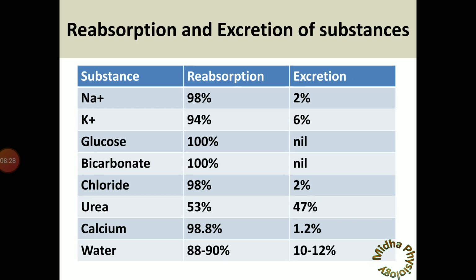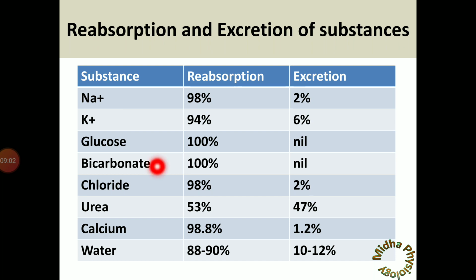Now let us see how much of the substances is being reabsorbed, what percentage of the substances is being reabsorbed from the ultrafiltrate. When you talk about sodium, normally 98% of the sodium present in the ultrafiltrate is reabsorbed. 94% of the potassium present in the ultrafiltrate is reabsorbed. And in the case of glucose and bicarbonate, normally 100%, all of them, are reabsorbed, due to which the amount of glucose and bicarbonate in the urine would be nil.